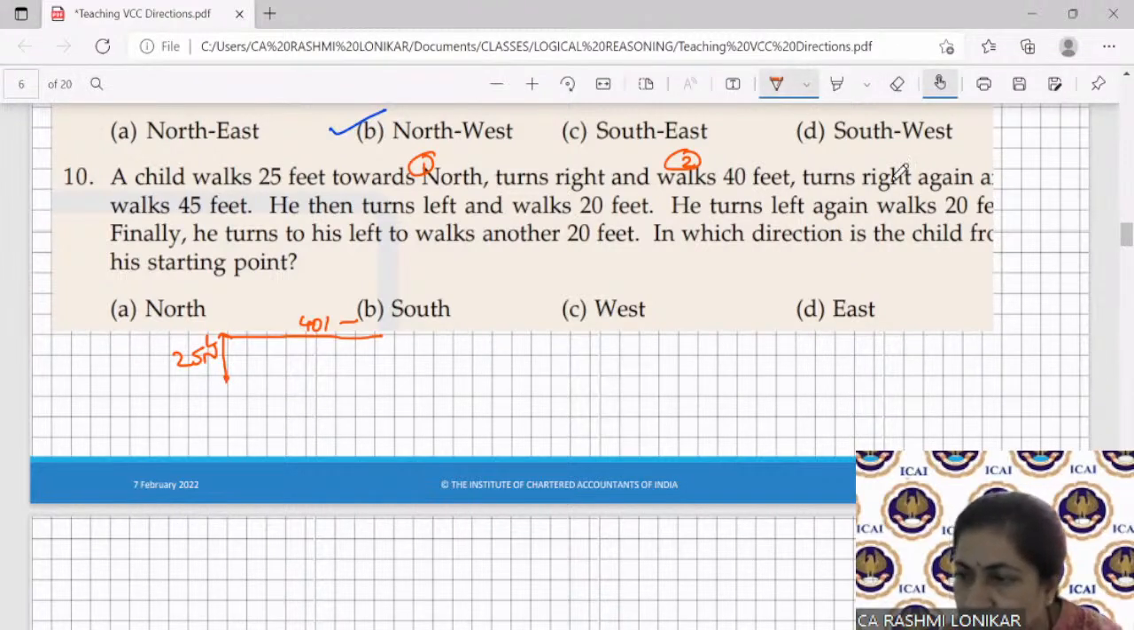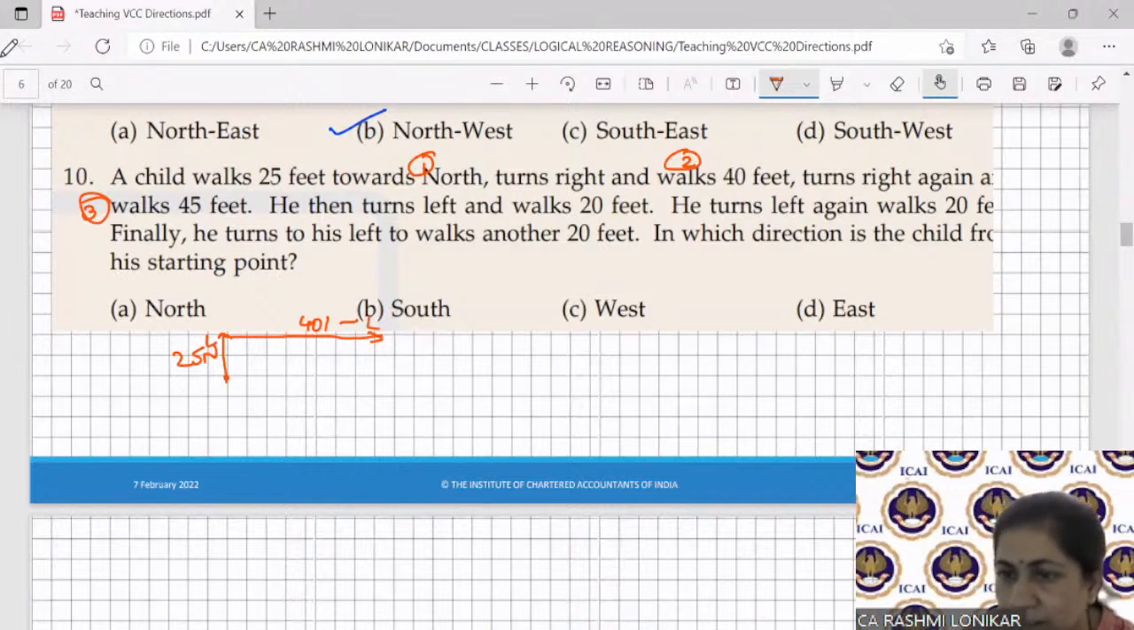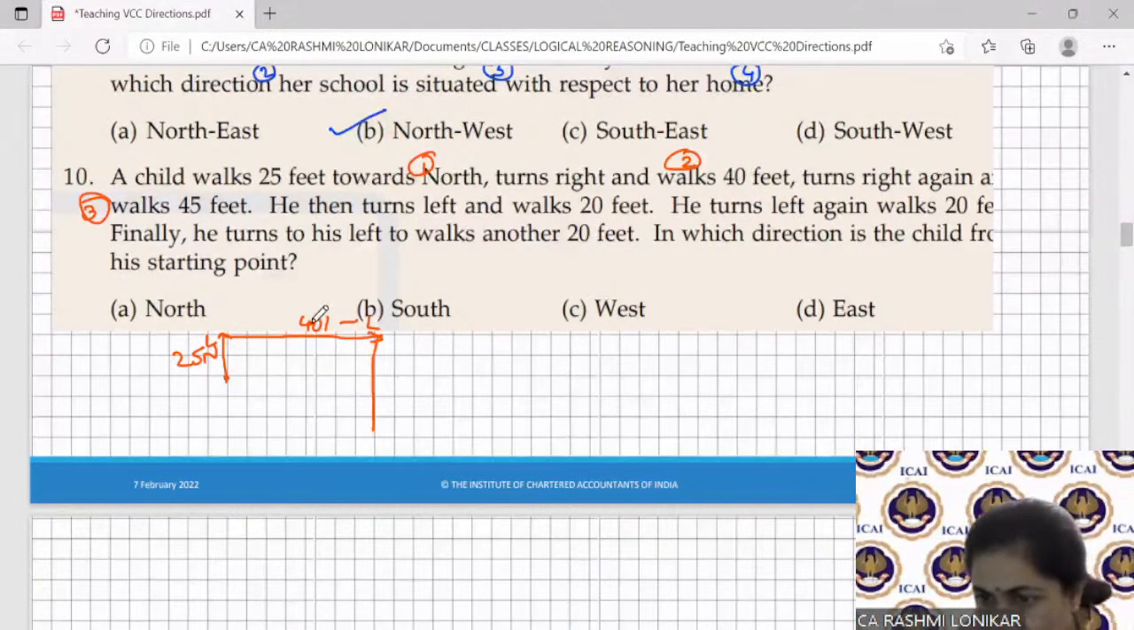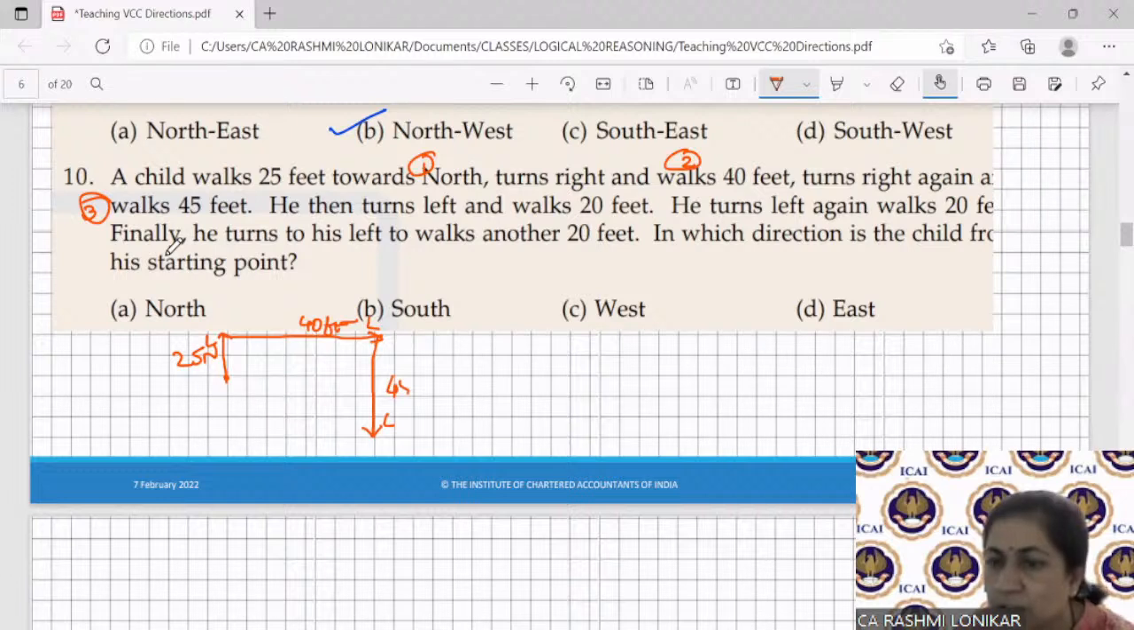Then he turns right again and walks 45 feet. So this is the third. He is facing this direction. This is his left. But now they are saying he turns right and walks 45 feet. This is 25, and then 20 feet more. So he is walking here. This is his left. How much is this? This is 45 feet. So then he turns left. This is his left. He turns left and walks 20 feet.